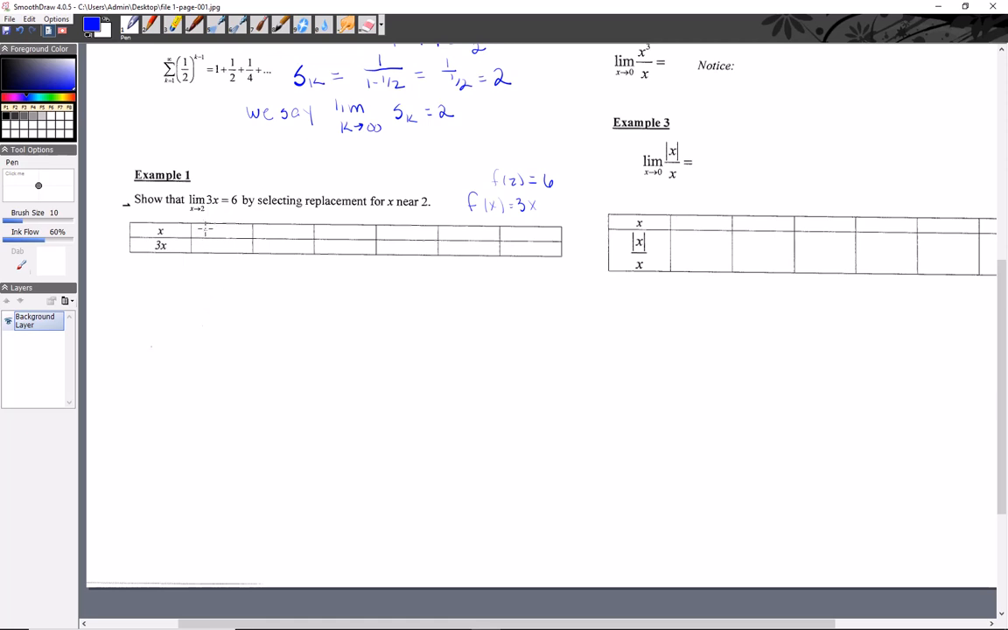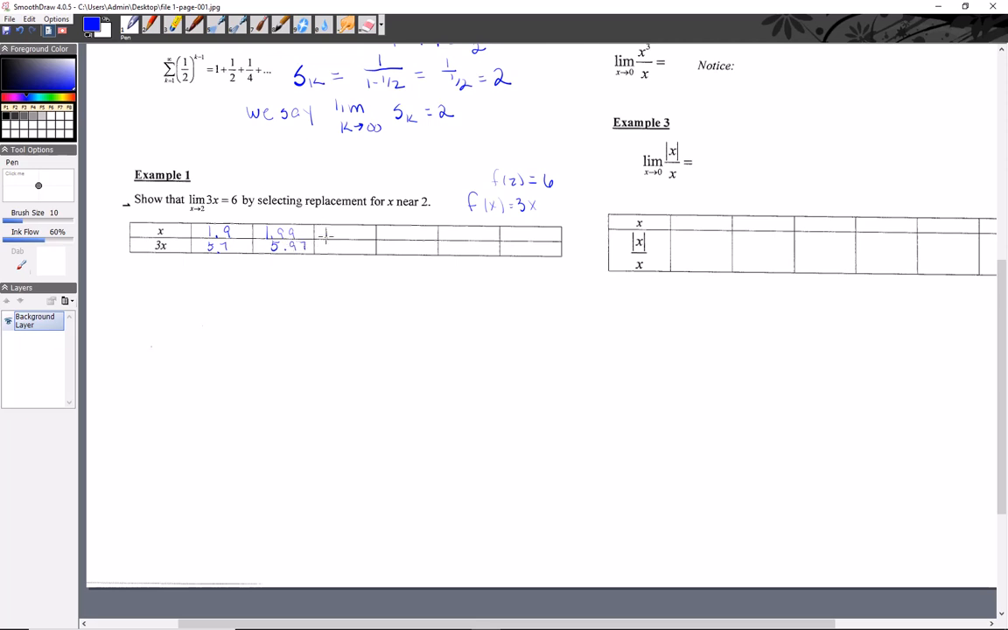So here is the kind of reasoning that we're going to use. We're going to take values that are below 2 and approach it and get closer to 2. So let's just start with 1.9. If we put a 1.9 in for x and triple it, you get 5.7. All right, that's kind of close to 6. Let's get closer with our input, 1.99. And if we triple that, we're going to get 5.97.